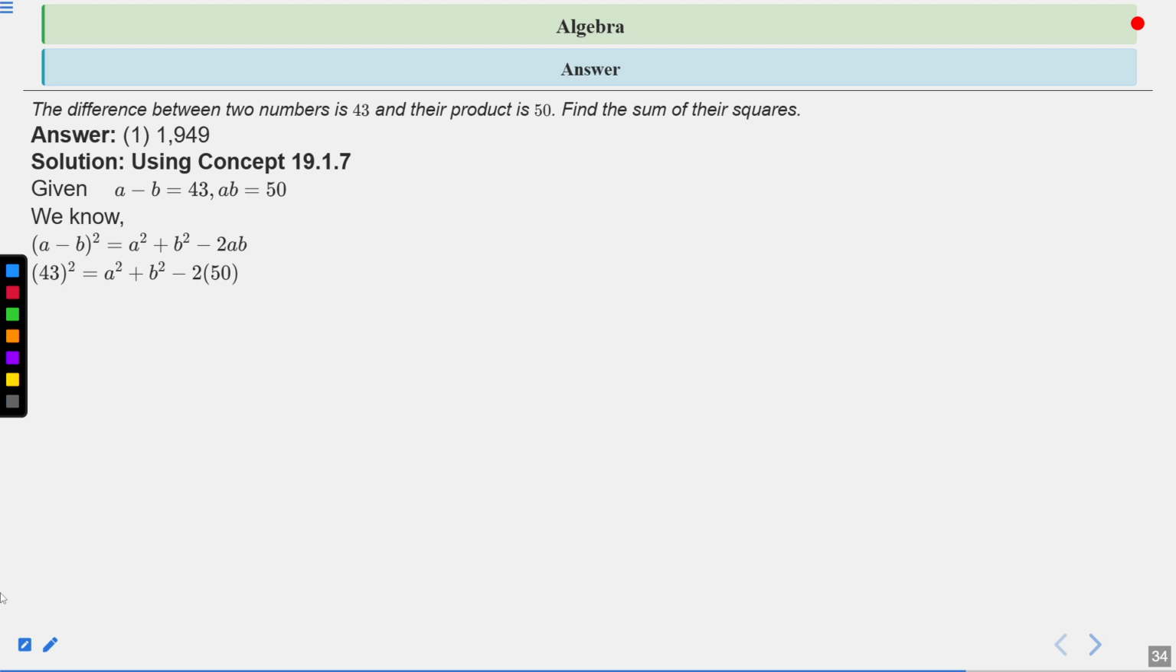We need to calculate the sum of their squares, so we need the value of A square plus B square. The 43 square will become 1849, which equals A square plus B square minus 100. When we change the side, 100 becomes positive on the left hand side. So it will become 1949, which is the value of A square plus B square, and A square plus B square is the sum of the squares of the numbers. So first one is the correct answer of this question. Next one.